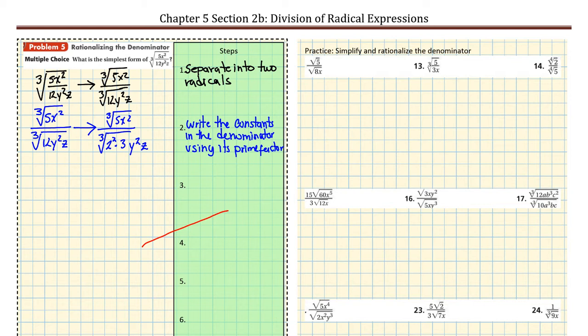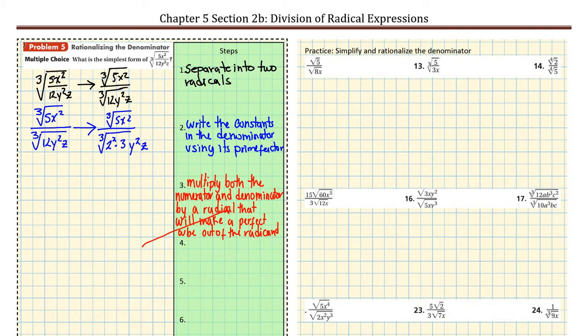So that means that with the original problem that we have, cube root of 5x squared over the cube root of 2 squared times 3 times 2y squared times z, we need to multiply both the top and the bottom by a cube root with a radicand that makes the original radicand of the denominator into perfect cube roots. All that's saying is that the powers need to match the index of 3.